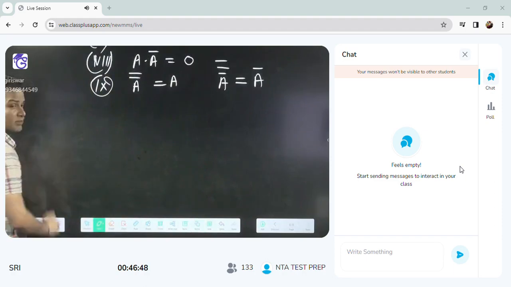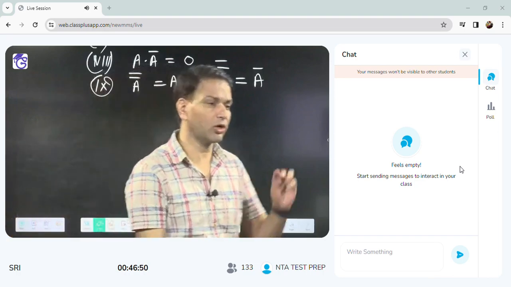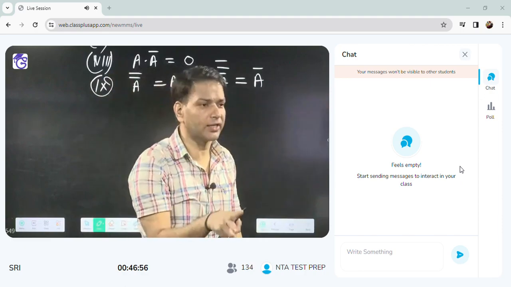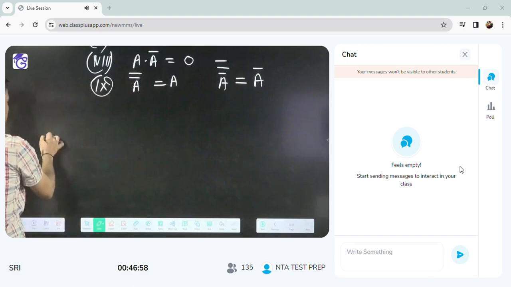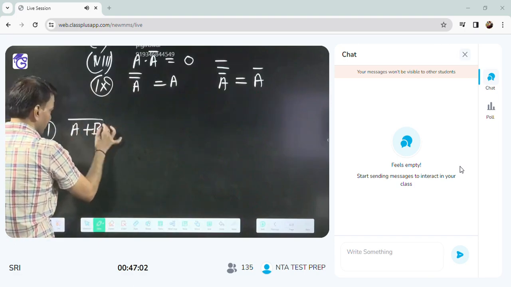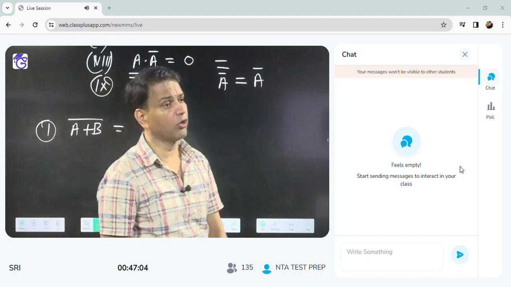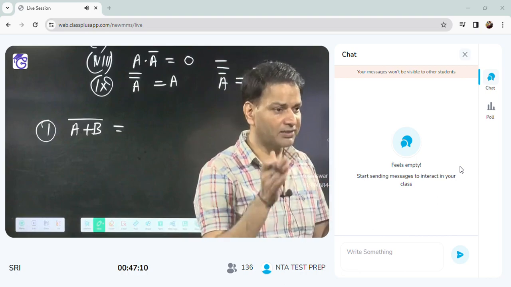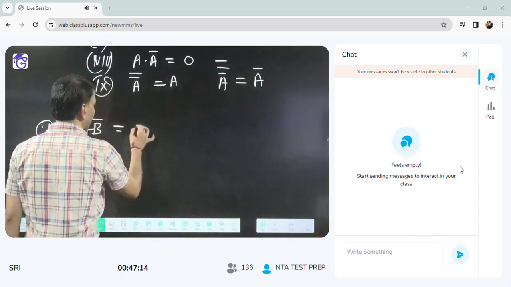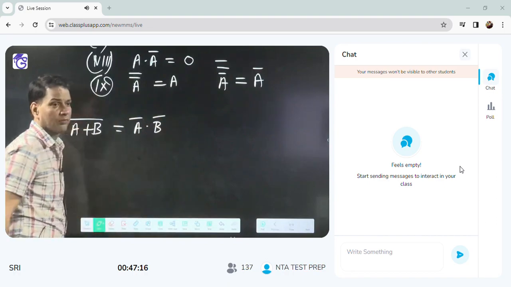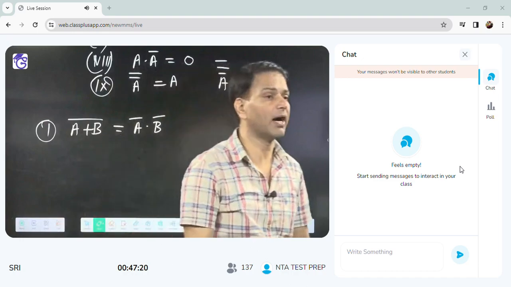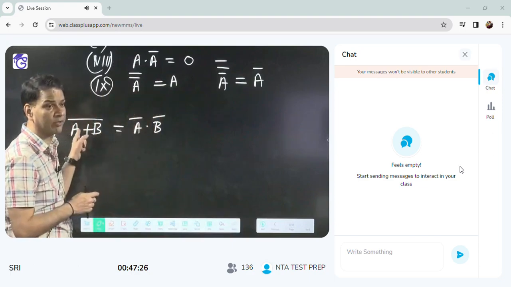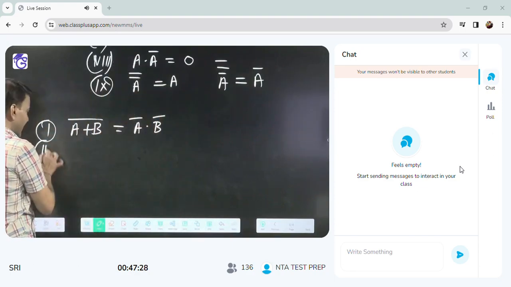Then next is De Morgan's. Two De Morgan laws are there. When a bar is over two inputs together and we want to split it, what is the rule? Break the bar, change the sign. Break the bar, change the sign. Okay. So then here what will you do? A bar dot B bar. When the bar is over two inputs together, what I said is, break the bar, change the sign. So I broke the bar, A bar and B bar, and in between the plus, I put dot. Same rule I will apply for this also.